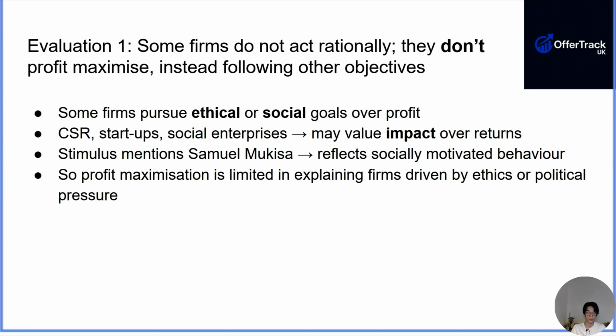Although rational models assume that firms are always driven by profit maximization, real-world examples show that firms, like individuals, may act on non-financial objectives, limiting how useful rationality is. So sometimes firms act on ethics or even political pressure.